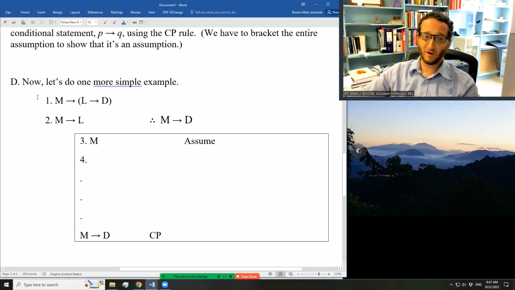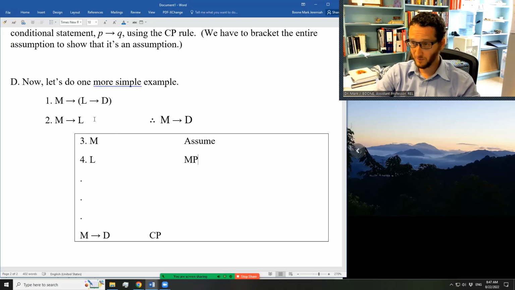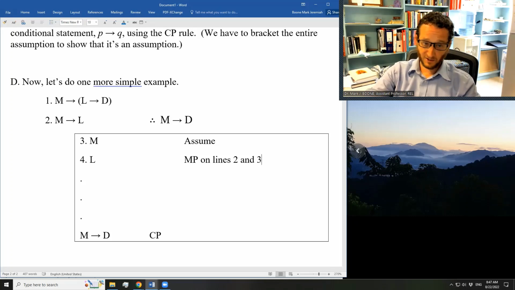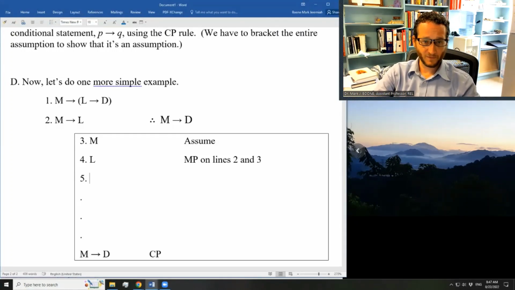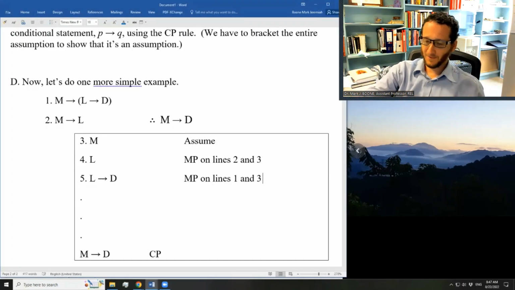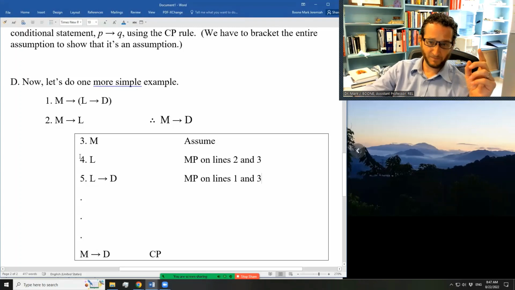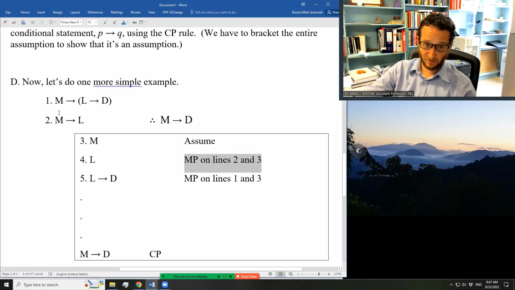Sometimes here it will work. So what can you get from one of these premises and M? Well, it's quite simple. You can get L from lines 2 and 3 by the modus ponens rule. And also you can get if L, then D by modus ponens on lines 1 and 3. Hey, good. I'm glad this came up. Note how on line 4 here, we cite lines 2 and 3.